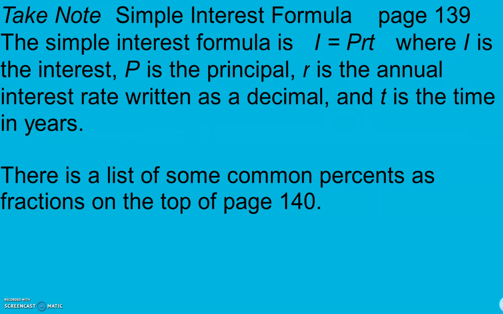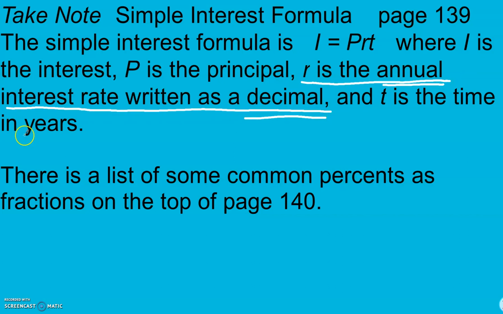The take note on page 139 talks about our simple interest formula. The simple interest formula, I equals PRT, where I is the interest, P is the principal, R is our annual interest rate, written as a decimal. This is probably the part people are going to confuse the most. Annual means yearly, interest rate, and we write it as a decimal. And then time in years. Don't forget that either. There's a list of some common percents as fractions on the top of page 140. So if we switch from percentages to fractions and decimals, it helps a little bit sometimes.